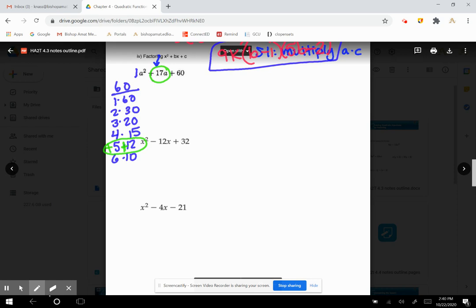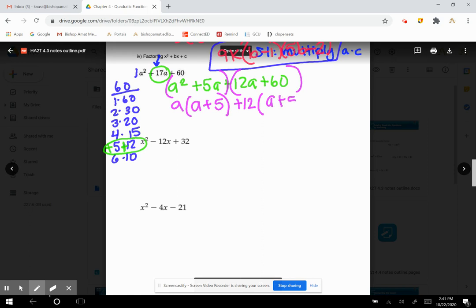So what's nice about this one is technically you don't have to replace it. Let me show you. Let me replace the 5 and 12 with the 17, and then I'll show you a shortcut. So that's a squared plus 5a plus 12a plus 60. Okay. Group those together. Pull out a. A is a plus 5. Here you're going to pull out 12, so that's a plus 5.